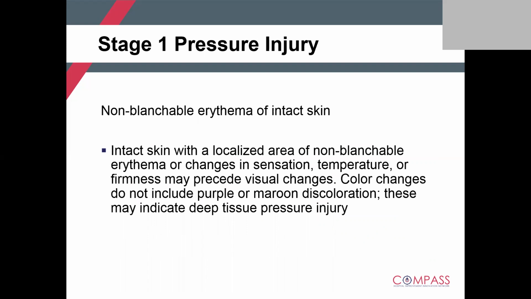So a stage 1 pressure ulcer is identified as non-blanchable erythema of intact skin. Remember to check if skin is blanchable or non-blanchable if it is warm or red. If it is non-blanchable, watch this closely and identify appropriate interventions. If the skin is purple or maroon, this would not be identified as a stage 1 pressure ulcer, but more likely a deep tissue pressure injury.